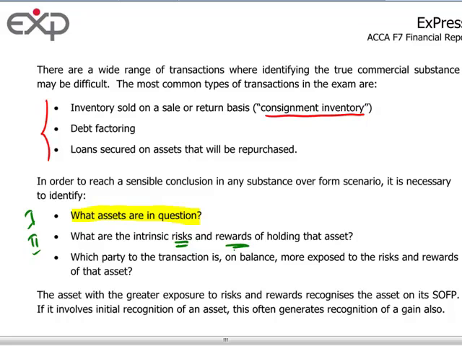And once we decide what asset we are talking about and what the risks and rewards associated with the asset are, then we have to decide which party of the transaction is more exposed to the risks and rewards of that particular asset. And once you decide this, that party of the transaction, that company, should reflect the asset in their statement of financial position at the year end.